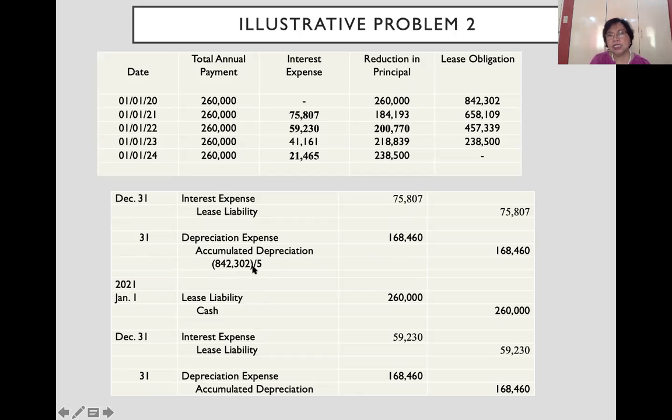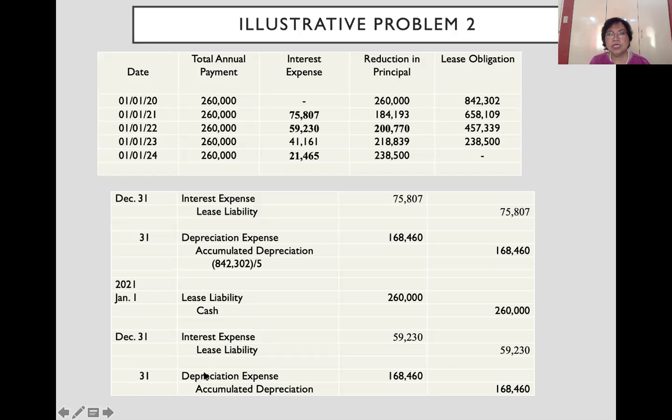We did not deduct the unguaranteed residual value because in the first place, the present value of the unguaranteed residual value is also not included in the 842,302. Therefore, on January 1, 2021, similar to our previous entry, the entry for the second periodic payment is to debit lease liability and credit cash. Again, at the end of 2021, based on this amortization table, we debit interest expense 59,230 and credit lease liability 59,230. Then take up again your depreciation at year end.